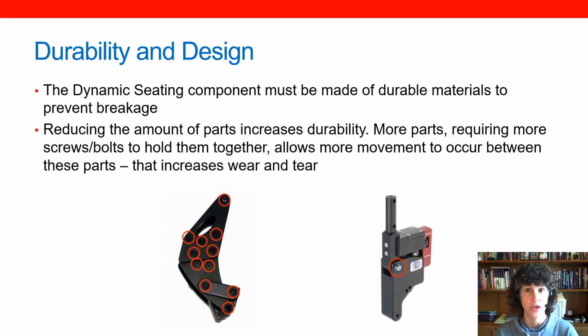And then finally, we have the design of the component itself. It's important that the materials are made of a durable material. It's important that there's not too many parts and pieces to this component. The more pieces there are to a component, like the example on the left, the more bolts and screws will be required to hold it all together. Those are all potential points of movement, and wherever there's movement between a bolt and a hole or between different pieces of the dynamic component, there's wear and tear, and that impacts durability. So we want as few parts and pieces as possible.